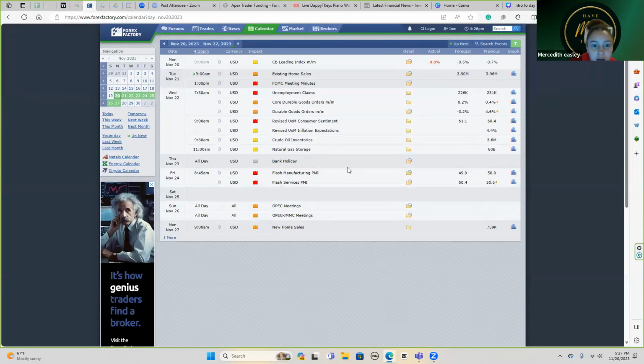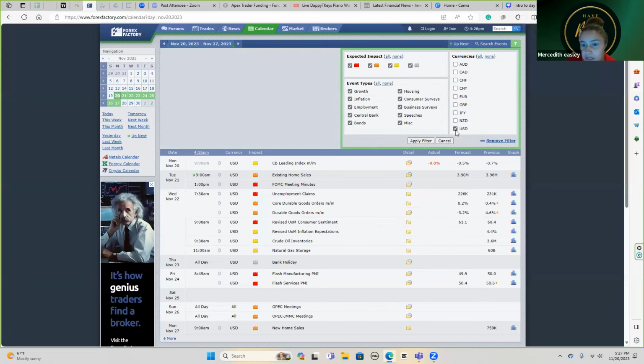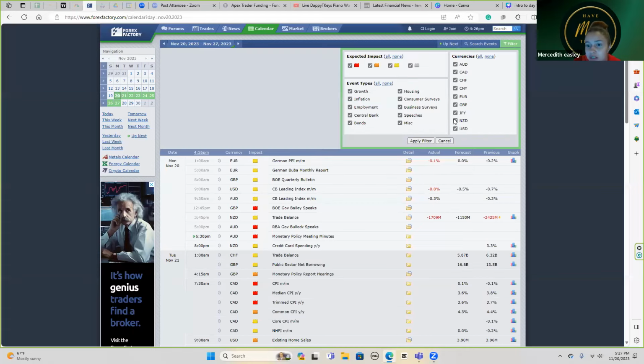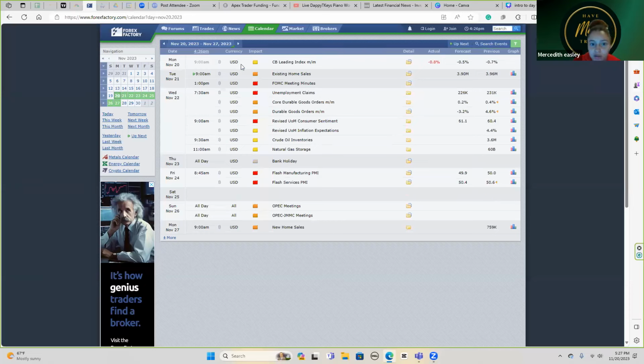This is forexfactory.com. I have my settings set here to only look at USD. If I wanted to, I can remove the filter and it'll show all the other ones. So if I'm trading AUD, an Australian pair, I want to be aware of any time there's high impact red folder news for that. But since I only trade NAS 100, I really only care if any USD pairs have high impact news. So I can apply a filter and see that today there was no high impact news. Tomorrow there's medium impact, which is the orange folder, at 9 a.m. and high impact at 1 p.m.